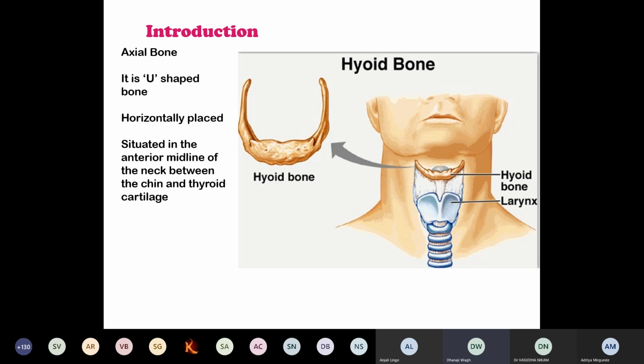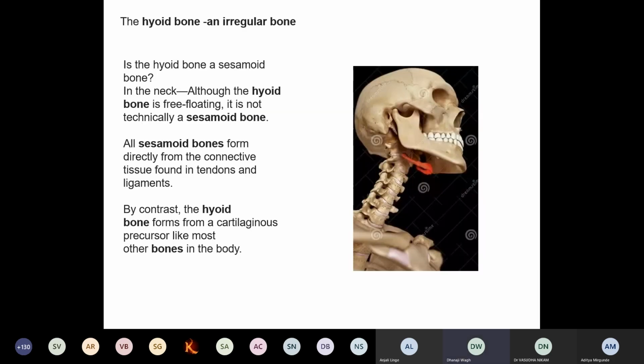See in this diagram, you can see this hyoid bone in front of the neck between the chin of the mandible and the thyroid cartilage below. The hyoid bone is an irregular type of bone. But one more question is raised: is it a sesamoid bone? No.